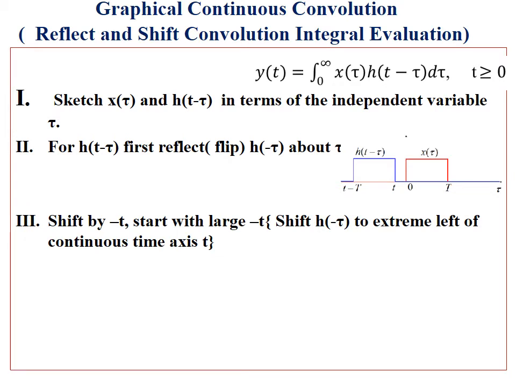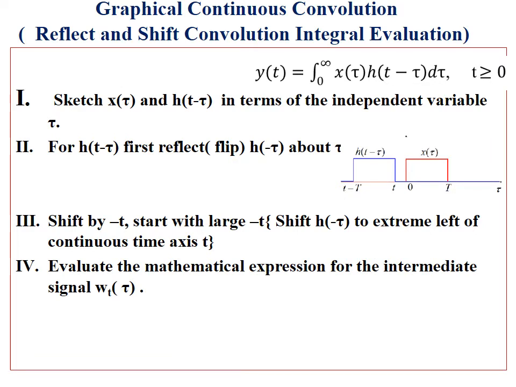Next, only shifting needs to be performed by minus t, starting with a large minus t. Shift h of minus tau to the extreme left of the time axis, similar to what has been done in the discrete convolution. So this signal, which is lying almost close to 0, could be shifted to the extreme left of the time axis to show a large time shift minus t. Next, evaluate the mathematical expression for the intermediate signal w t of tau. When this signal lies here and the other signal lies here, the product of x of tau and h of t minus tau would be equal to 0. Like this, at each point of t, we need to evaluate the mathematical expression for w t of tau.